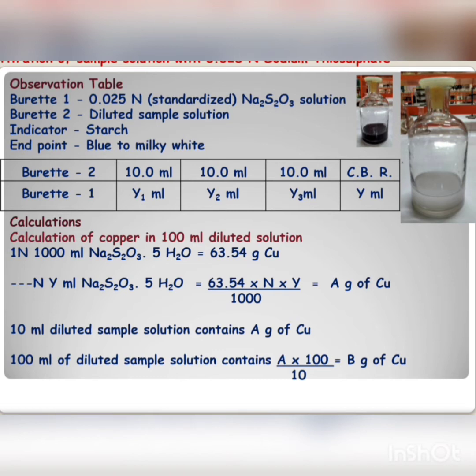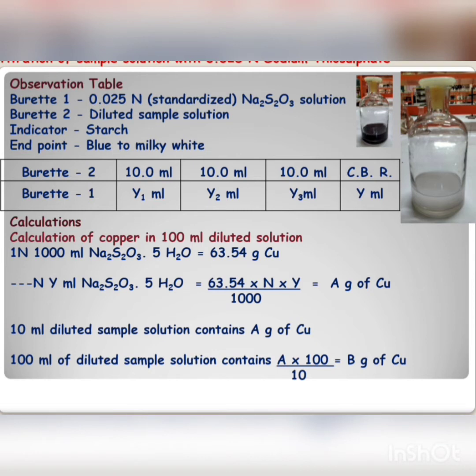In calculations, we will use the standard equation: 1 normal 1000 ml sodium thiosulfate pentahydrate corresponds to 63.54 gram of copper. Whatever normality we calculated, we will write it below. Then the burette reading for the sample, that we will write as Y ml, and it corresponds to how many gram of copper, that we will calculate by cross multiplying.